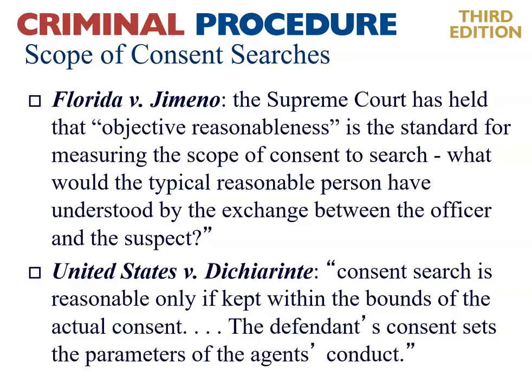And a couple of other cases, the Florida versus Jimeno case. The Supreme Court has held that objective reasonableness is the standard for measuring the scope of consent to search. What would the typical reasonable person have understood by the exchange between the officer and the suspect? And another case, United States versus Dichiarinte. This is where a consent search is reasonable only if kept within the bounds of actual consent. The defendant's consent will set the parameters of the officer's conduct.